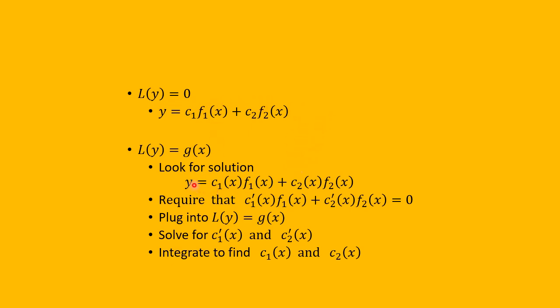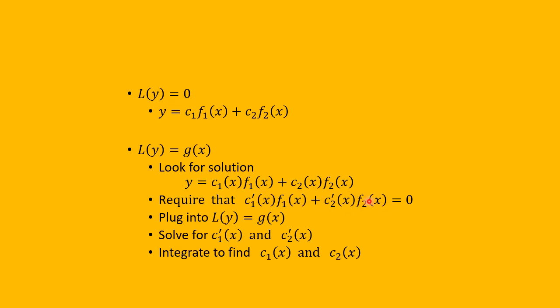Here we have y equals c sub 1 of x f sub 1 of x, where c sub 1 is a function, plus c sub 2 of x f sub 2 of x. So here we have constants in front of the f's. Here we have functions in front of the f's. This gives us a lot of latitude because there are many more functions than constants. So we can require that c1 prime of x f1 of x plus c sub 2 prime of x f sub 2 of x equals 0. We can get away with this, as we'll see later.